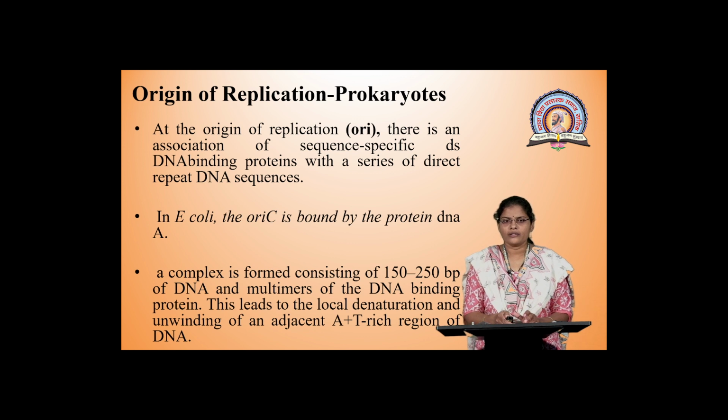In E. coli, the ori C is bound by the protein DnaA. The DNA replication machinery was discovered in E. coli, and at the origin of replication, or ori C, the first protein that goes and binds to ori C is DnaA. A complex is formed consisting of 150 to 250 base pairs of DNA and a multimer of DNA binding protein.